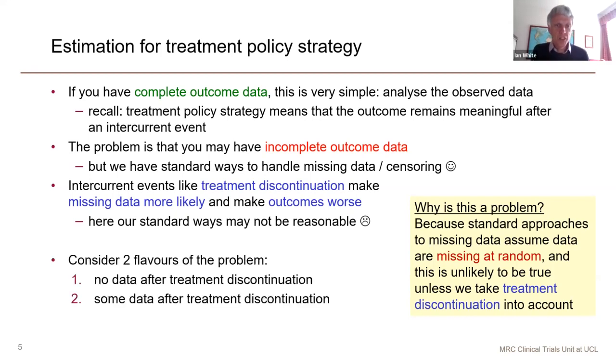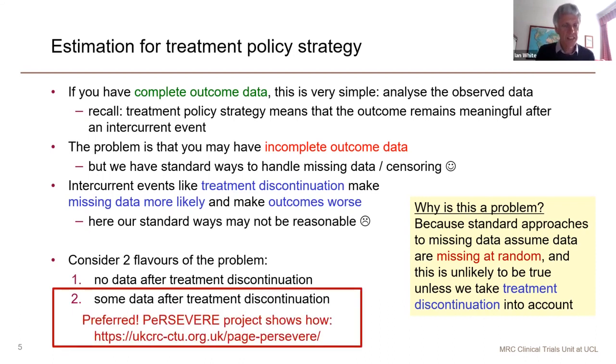I'm going to go through two flavors of this problem. One where we have no data on the outcome at all after treatment discontinuation, and one where we have some data after treatment discontinuation. The latter is much to be preferred. We should design our trials to do that. I've put a link there to a very nice project called Persevere, which talks about how to work with trial staff and patients to unlink stopping treatment from stopping participation in the study follow-up.